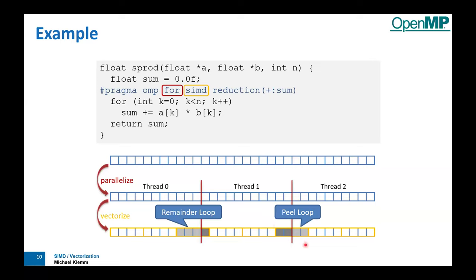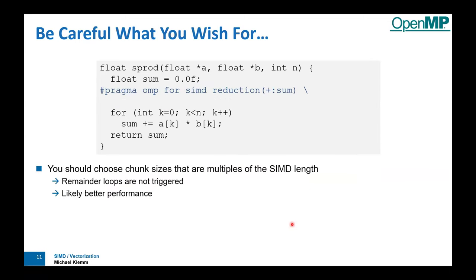And then for the final chunk, it has a peel loop again that peels off the first couple of iterations until we hit a vector boundary again. And then we switch to vectorized execution. Of course, if those remainder loops or peel loops are not needed, and the chunk size is a multiple of the SIMD size, and the compiler is able to prove that, then it's not going to generate those loops and can kick them out. But in general, those loops will be there. Especially those loops will be there if you ask for something that you're not supposed to ask for.